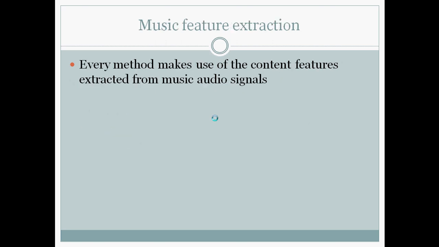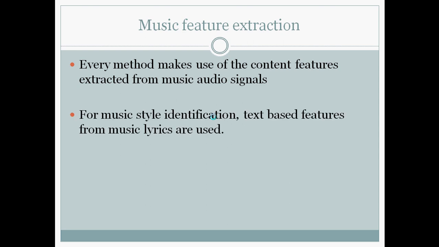Before categorizing music, we need the features of the music, which can be extracted from the audio signals, like whether it's loud or has a lot of beats and so on. Specifically, for identifying the style of music, this article uses the lyrics, which we will see in this presentation in a few minutes.